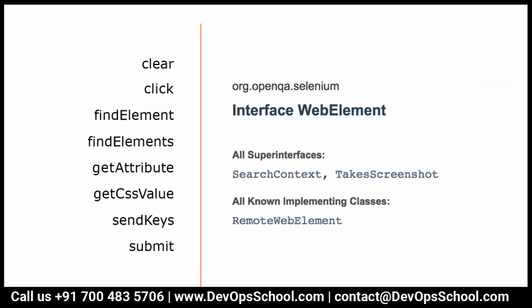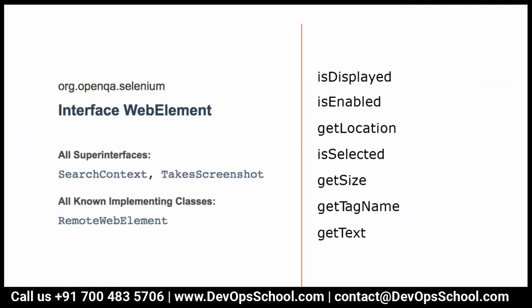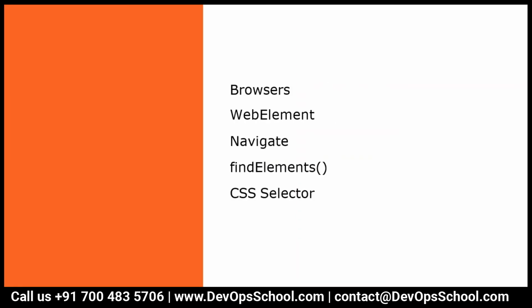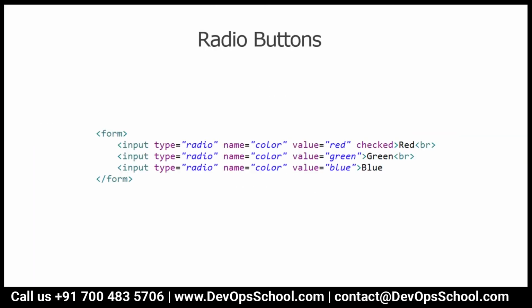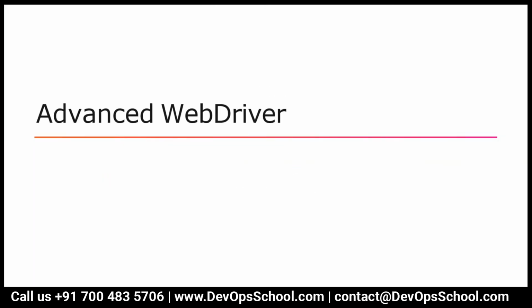So here, these are the actions which you can use. Actions I have already talked about, like clear, click, find element, find elements, get attribute, get CSS value, send keys, submit, all this stuff. Now is displayed, is enabled. So here you can check that. Is displayed, is enabled, get location, is selected, get size, get text. These are the assertions actually.